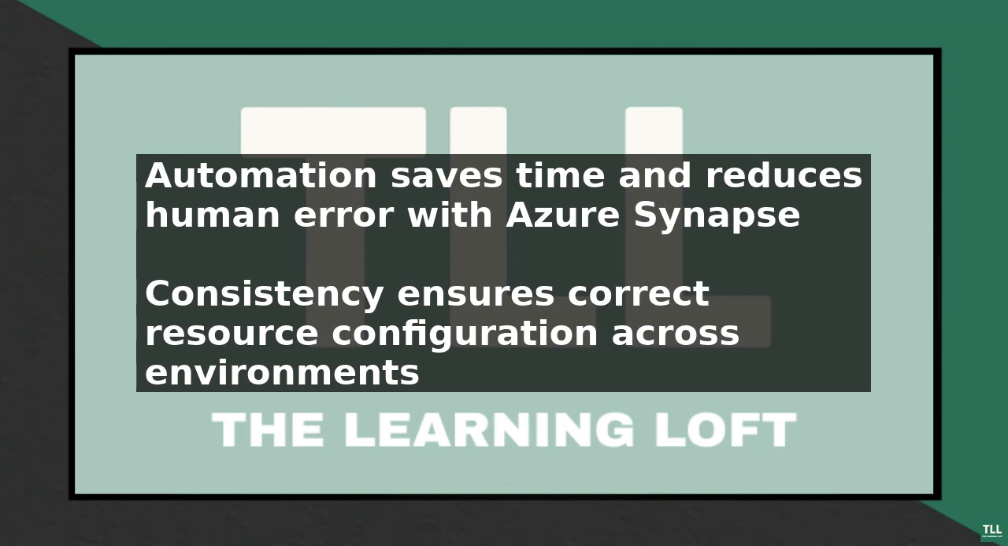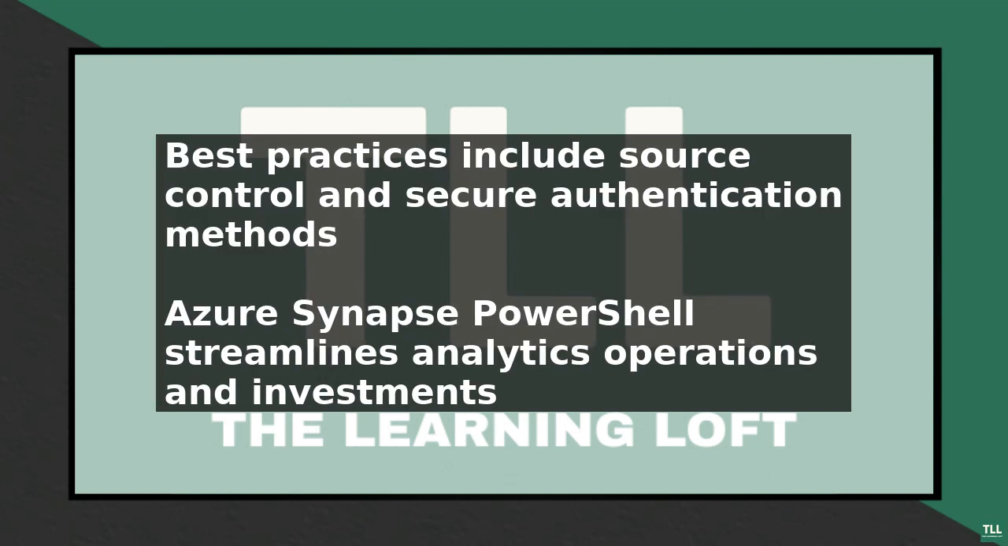Key concepts to keep in mind when using Azure Synapse PowerShell include modules, cmdlets, scripts, and authentication. Modules are libraries of related cmdlets. Cmdlets are individual commands. Scripts are files that contain multiple cmdlets. And authentication is the process of verifying your identity to access Azure resources.